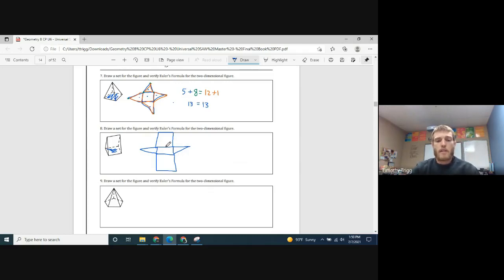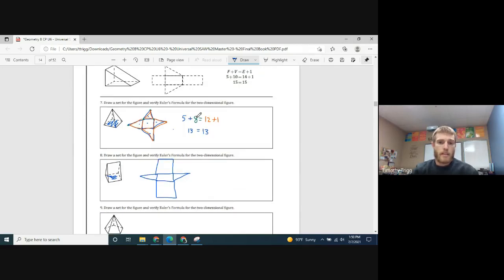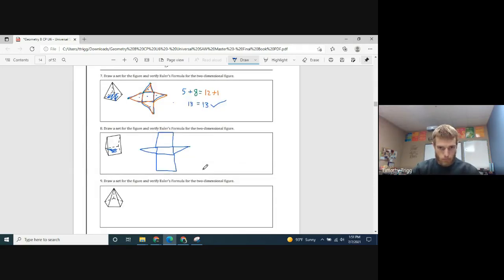Now see if you can verify Euler's formula. Again, counting the number of faces, the number of vertices, and the number of edges, plus 1. So same thing as what you did here, where we count the number of faces, number of vertices, number of edges, and make sure you get equals here. If these are not equal, you might have counted the number of edges or vertices or faces wrong.